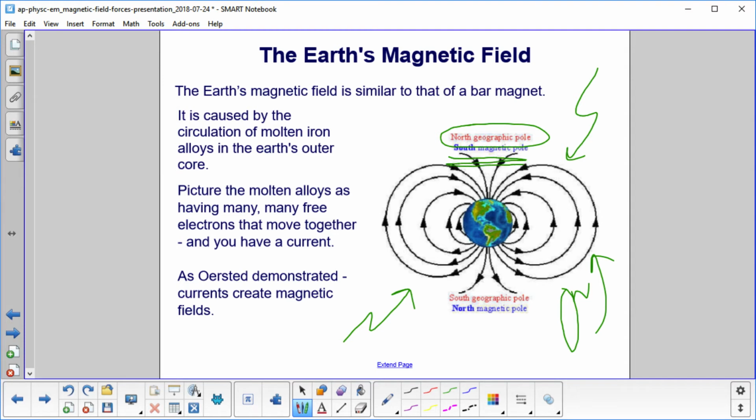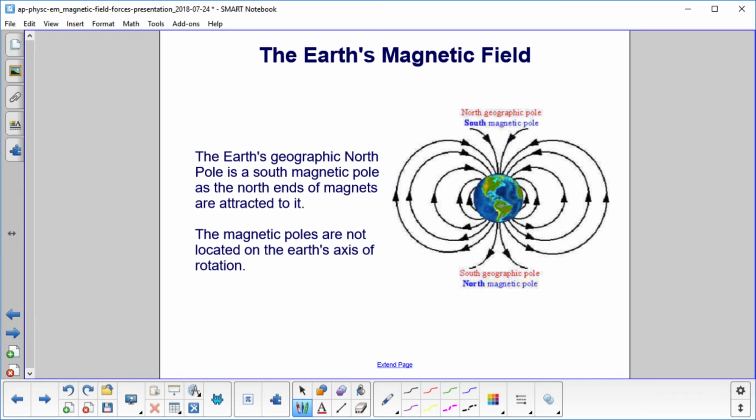So the geographic poles and the magnetic poles are opposite. Down below in Antarctica, you have a south geographic pole, but that's the north magnetic pole. The Earth's geographic north pole is a south magnetic pole, as the north ends of the magnets are attracted to it. The magnetic poles are not located on the Earth's axis of rotation. So if the Earth is rotating on this axis, the magnetic poles are slightly off.